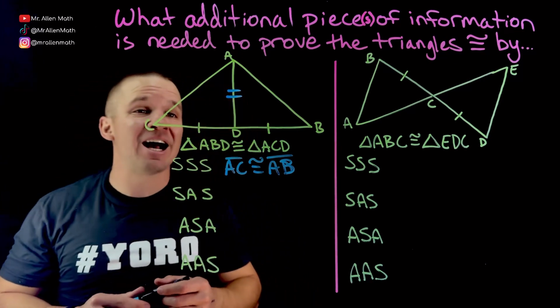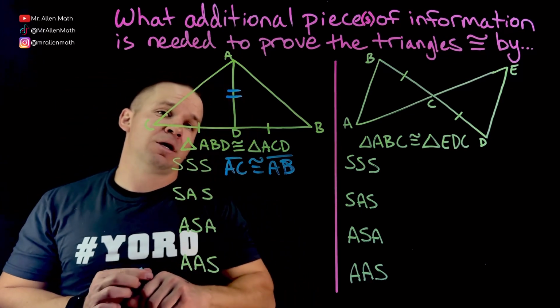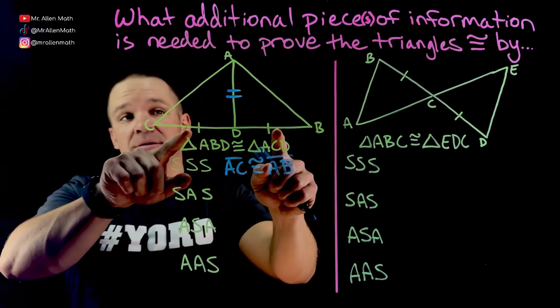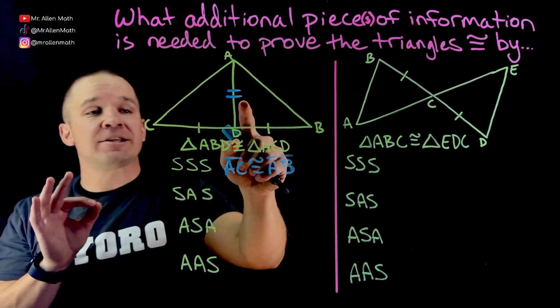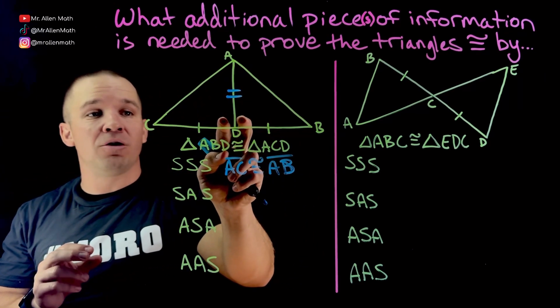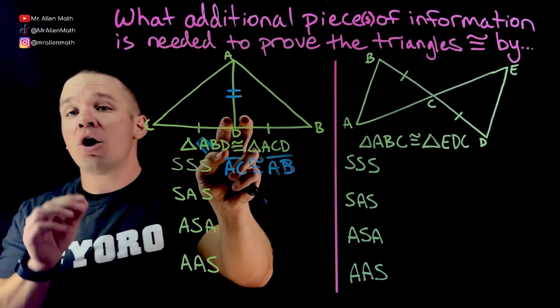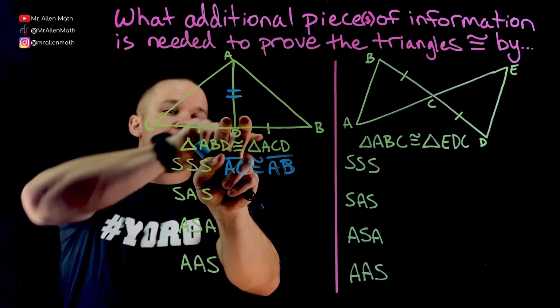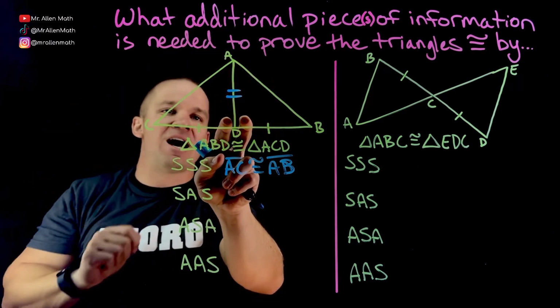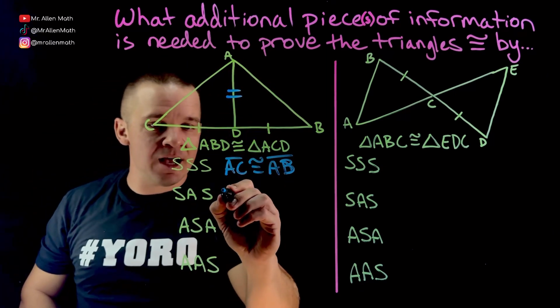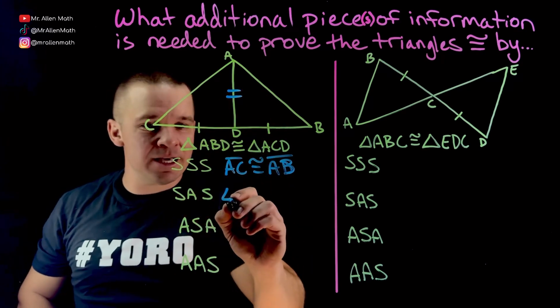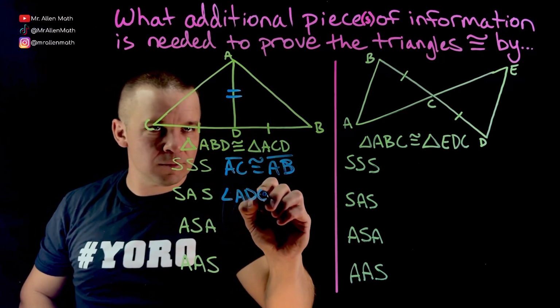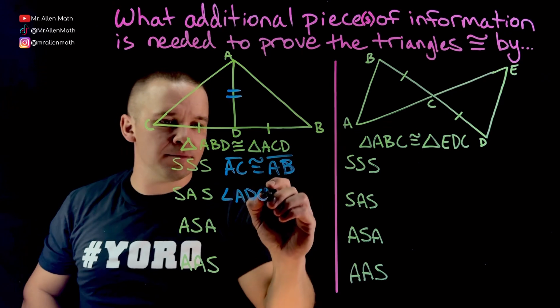All right, how about side, angle, side? Well, I've got these two given. We know this one's true by reflexive property. So these two angles right here and here, those two congruent would be side, angle, side, and then we have side, angle, side. All right, very good. So it's going to be angle ADC and angle ADB.